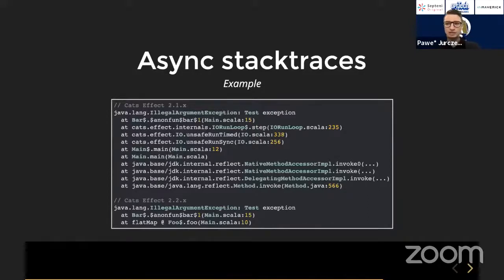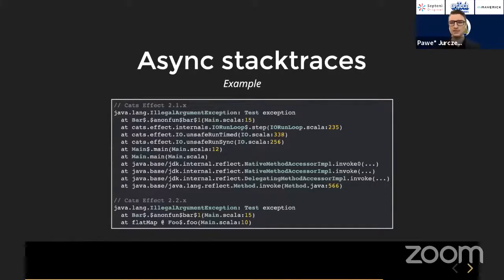Also, we've got rid of some noise related to the stack trace. Basically, we have no information about the internals of the Cats Effect IO data type and its run loop that is running under the hood. We also don't have noise related to calling JDK internals. So the noise is removed. The question is, how does it work? How is it possible to have such stack traces?